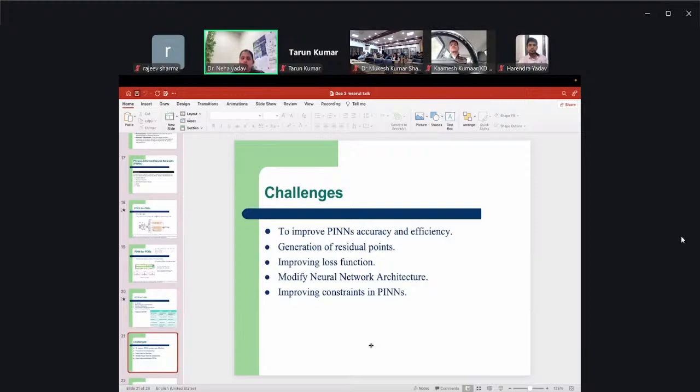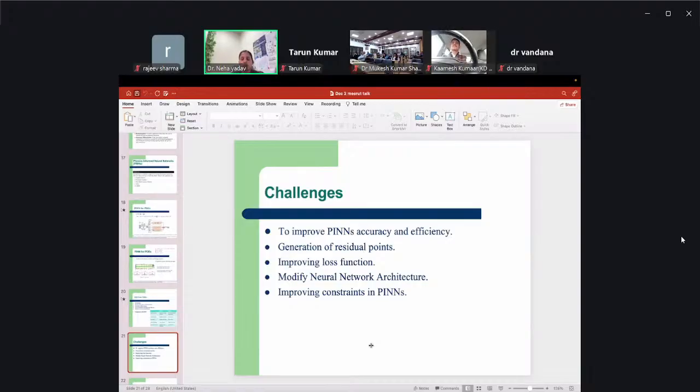So one way to improve the PINNs algorithm is how we can improve the loss function, so that, of course, our target is to improve the accuracy and efficiency. And the fourth way is how to modify the neural network architecture, and how to improve the constraints in the PINNs that are being considered.